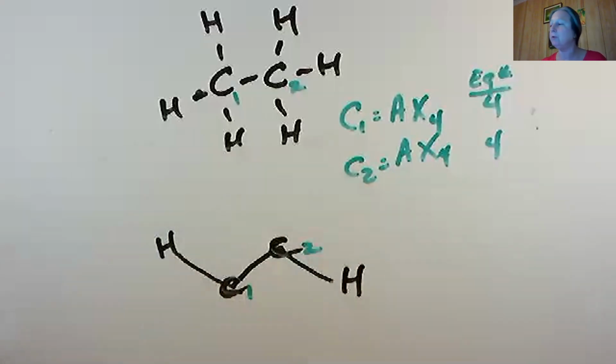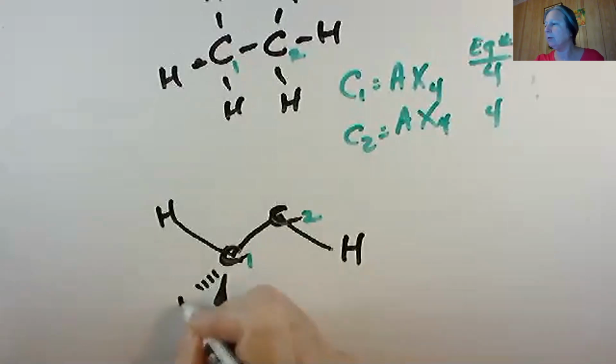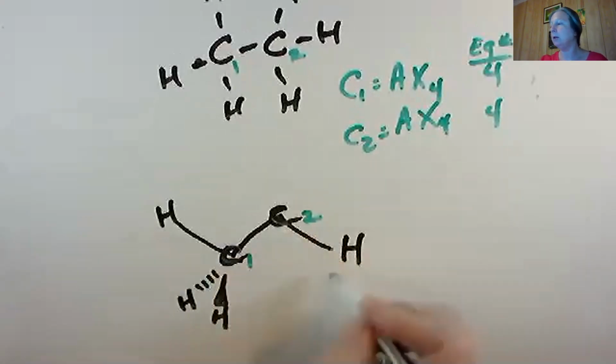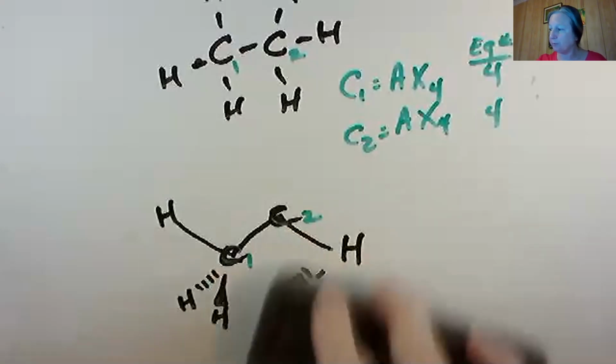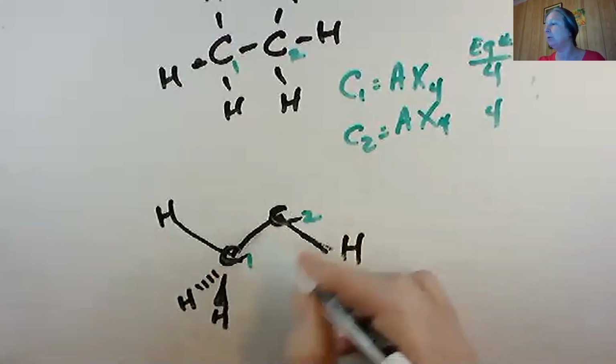Carbon 1 has 3 hydrogens around it. It's tetrahedral. So here are your first 2. You're in plane. You're coming at you. Your wedge, roughly a third away, a third of the space. And then the hydrogen going behind the board is with the hash marks, okay? So that's my first carbon.